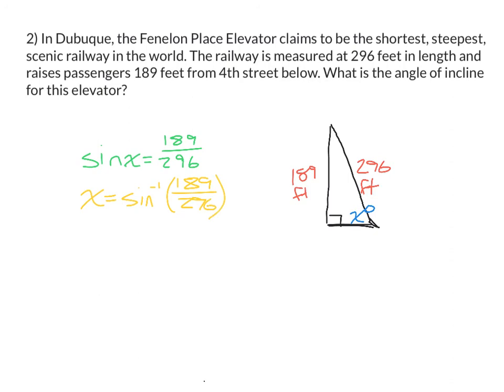We'll plug that into our calculators and we'll get x is approximately 39.7 degrees. The angle of incline would be 39.7 degrees. So we've seen two examples of how trig can help us understand or figure out some problems. So for now we are done.